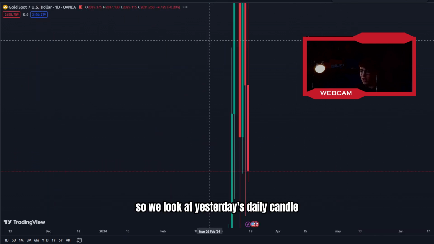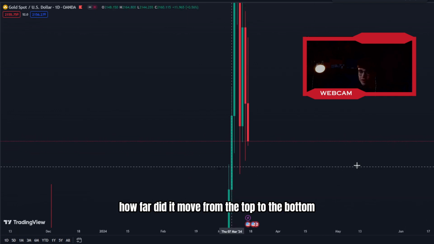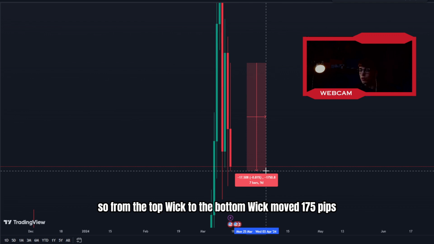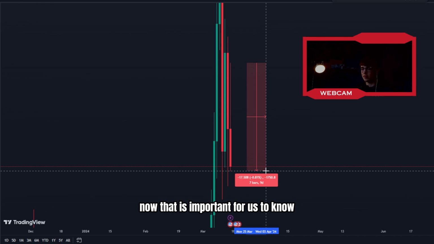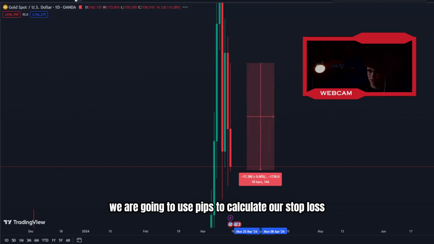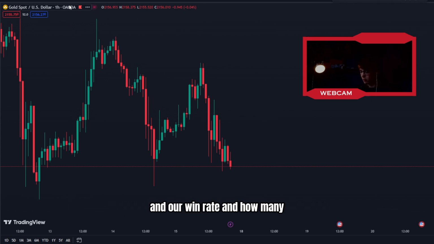So if we look at yesterday's daily candle, how far did it move from the top to the bottom? So from the top wick to the bottom wick, it moved 175 pips. Now, that is important for us to know because later on we are going to use pips to calculate our stop loss and our win rate and how much profit we're making per day.